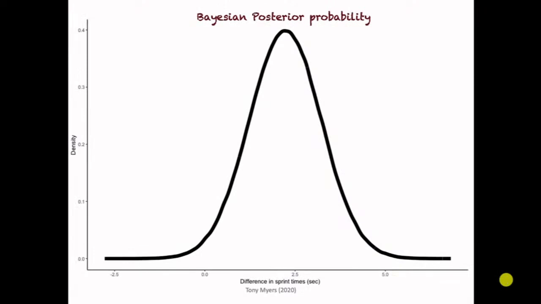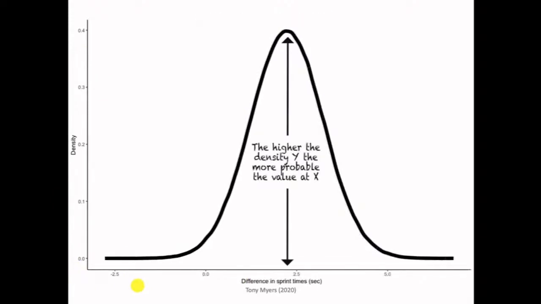This is the posterior distribution. So it's a Bayesian posterior probability distribution. And this particular example is differences in sprint times between a control and treatment group. So we've got a range of potential differences here from minus 2.5 to probably almost 6 seconds difference between those two groups. And we've got density on the left. So what does this mean? Well, the higher the density of Y, the more probable that X value is.